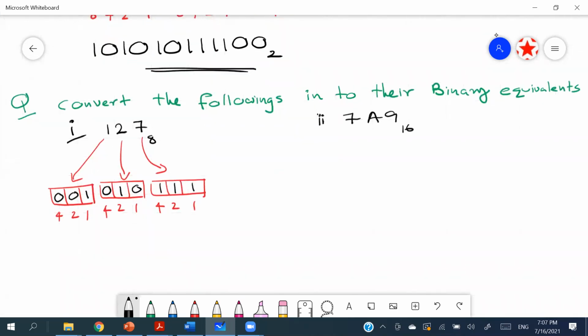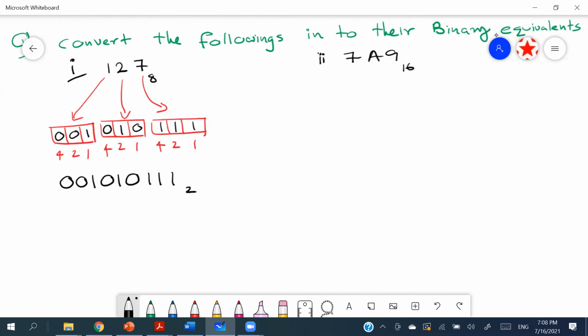So your answer can be taken as 0 0 1 0 1 0 1 1 1. And you can simplify the answer by cutting down the very left zeros, right? These zeros. So you can take the final answer as 1 0 1 0 1 1 1, right? There's no matter if you put it on the earlier manner.